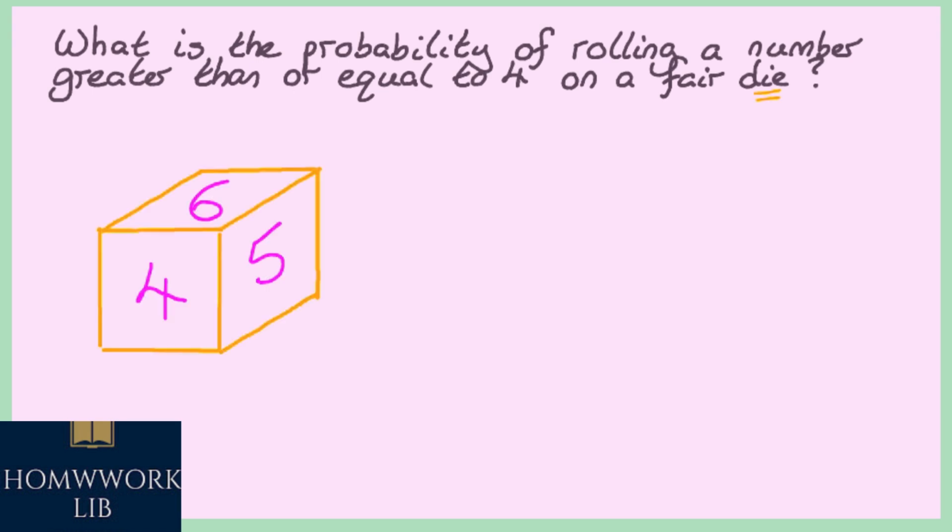What is the probability of rolling a number greater than or equal to 4 on a fair die? We begin by recalling that a regular fair die has 6 faces numbered from 1 to 6. This means that when we roll the die, there are 6 possible outcomes. In this question, we are interested in the event of rolling a number greater than or equal to 4. There are 3 ways of satisfying this: rolling a 4, rolling a 5, or rolling a 6.